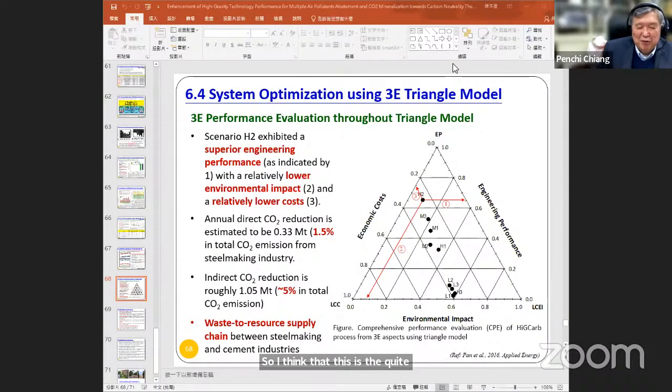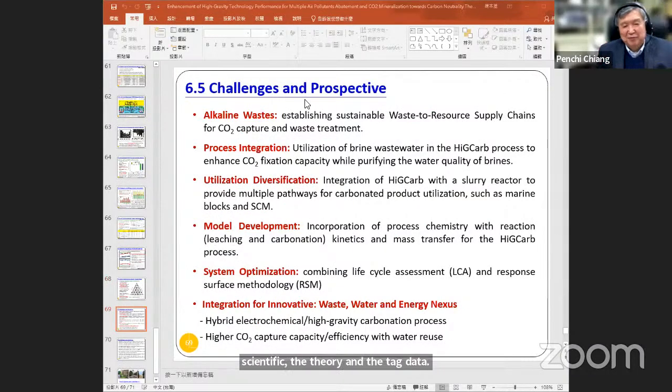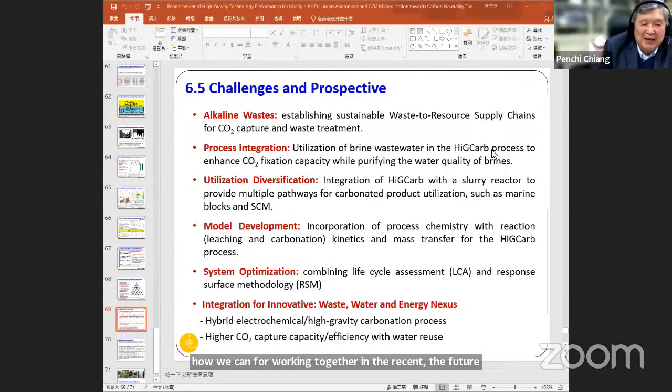Okay, based on our previous years, we really try to put the engineering practice and also the scientific theory together. Once again, we still have some challenges. We have prospects in the future. So that's why I will take this opportunity to try to cooperate with other international students, to see how we can work together in the near future. Once again, we need to find the economic waste. This is the key to success.